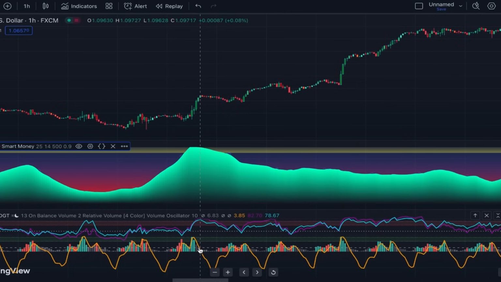This indicator is one of the best volume indicators on the TradingView platform. I have a complete guide on this. The link is also placed in the description, and I highly recommend you watch it later and learn this powerful volume indicator. Alright, for our trading strategy, we need to change some of its settings.